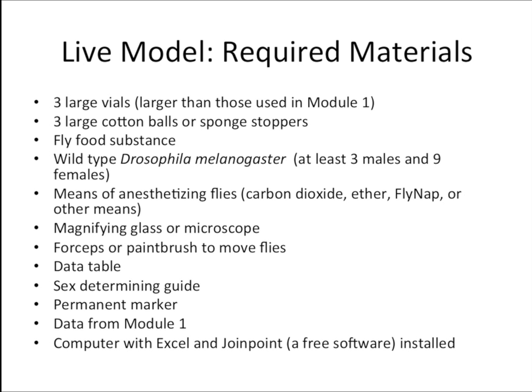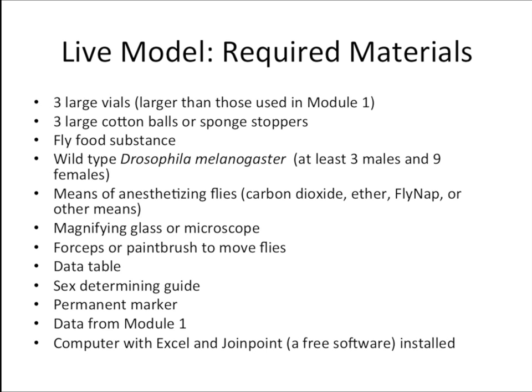Required materials for the live model are 3 large vials, and by large, I mean larger than the ones used in Module 1. 3 cotton balls or sponge stoppers. They're going to serve the same purpose they did in Module 1. It's just sometimes the mouths are so big that a cotton ball wouldn't suffice, so you have to have something a little larger. Food for the flies themselves, and again, the means of anesthetizing, magnifying glass, sex-determining guide so that you can determine the sex.